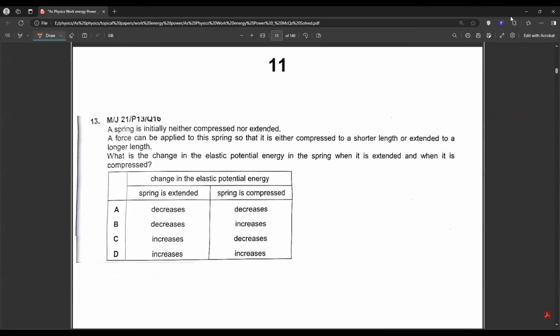You are correct. Okay, so a spring is initially neither compressed nor extended. A force can be applied to this spring so that it is either compressed to a shorter length or extended to a longer length. What is the change in elastic potential energy in the spring when it is extended and when it is compressed? What will be the change when the spring is extended? It increases. What will be the change when the spring is compressed? It also increases. D is your answer. Either you compress or extend your spring, your elastic potential energy increases. Please remember this. This is a common misconception that students have.